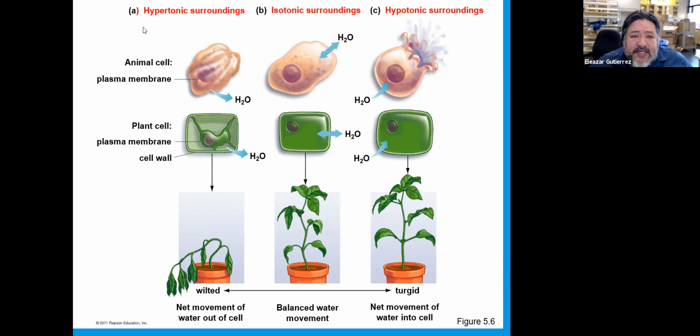So what happens in the hypertonic solution? Well, there's more solute outside than inside. So what is osmosis going to want to do? Remember, water wants to go from high water concentration to low water concentration. So if there's more solute outside, the outside is hyper, then there's more water inside than outside. So the water is going to want to come out of the cell to the outside, and the cell is going to shrivel up. Okay?